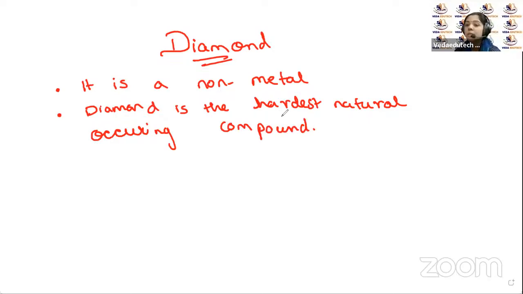Now, how is the structure of diamond formed? In a diamond, everything is made up of carbons. Every carbon atom is bonded with four other carbon atoms.